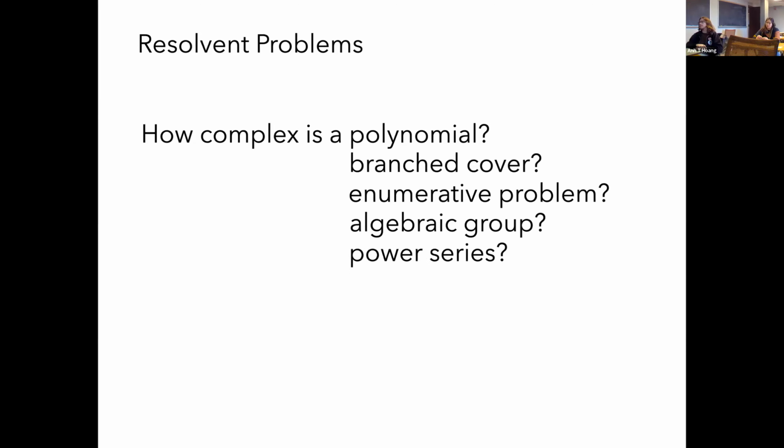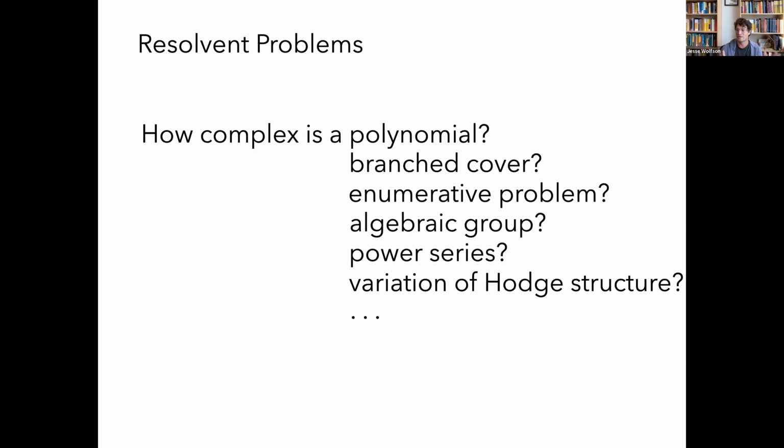Power series, this shifts it into a question of analysis. And this shift, I think, was first put in the literature by Enriques and then Hilbert shortly thereafter. You can start playing with this in variation of Hodge structure and arithmetic lattice. So this is a set of questions or a game that you can play. How complicated is some given class of mathematical objects?